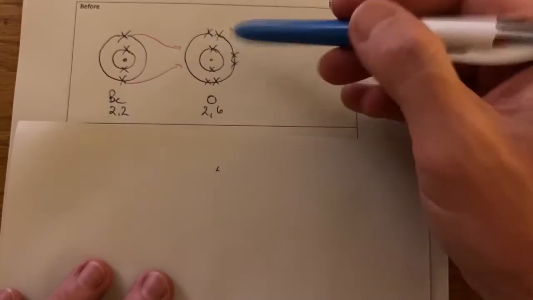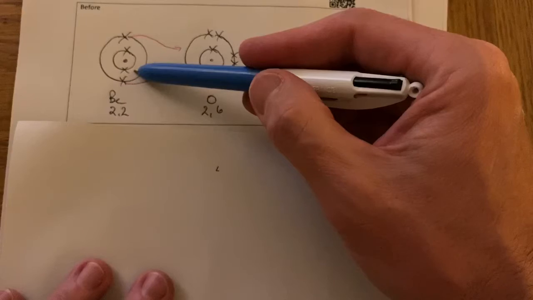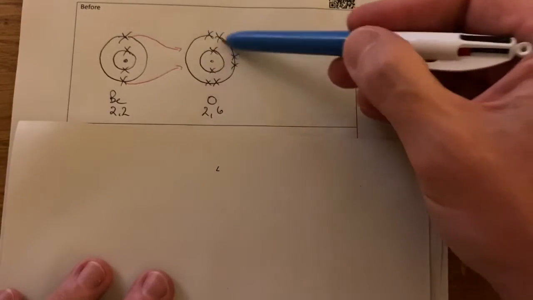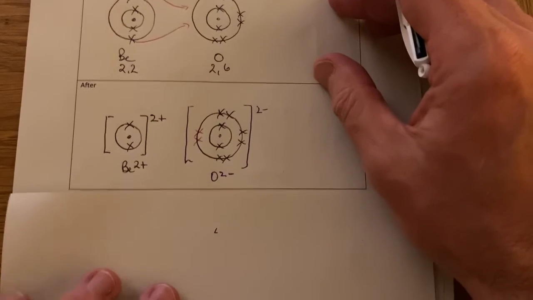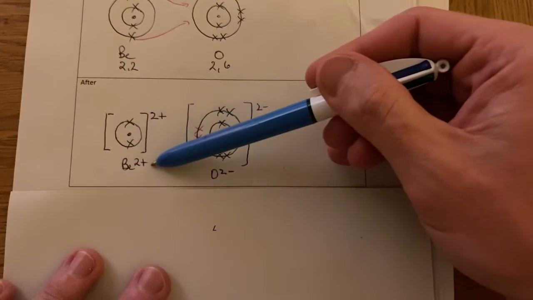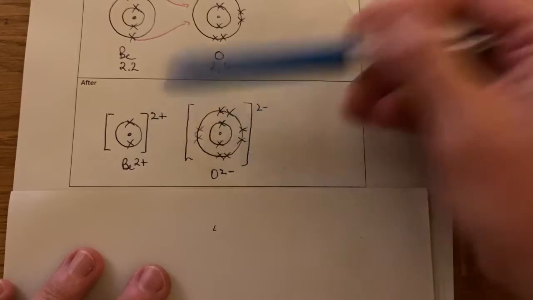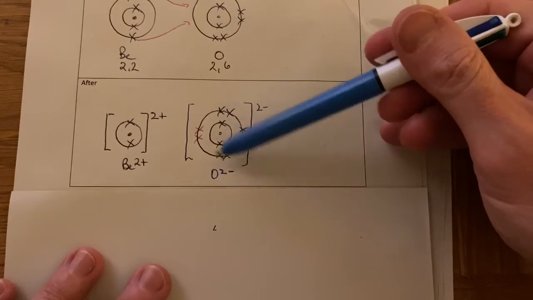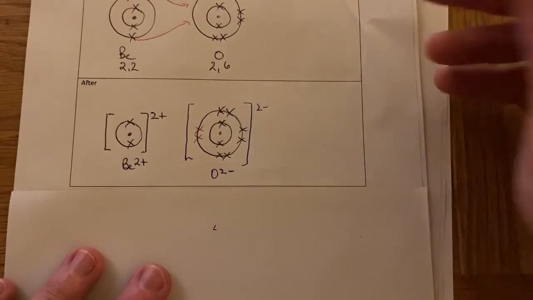Remember, electrons are negative, so if I lose electrons, if I lose negative charge, I will become positive, and if I gain negative charge, then I'm going to become negative. So you should have then got beryllium, because it's lost 2 electrons, becomes 2+. Remember, square brackets, and then a 2+. And the oxide, there's my 2 electrons it's gained, becomes a negatively charged ion, 2-.